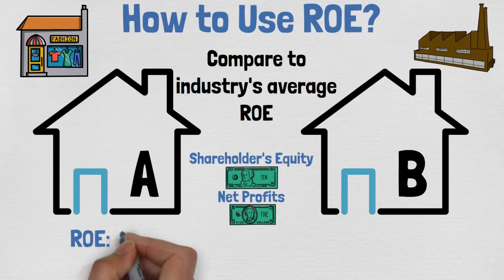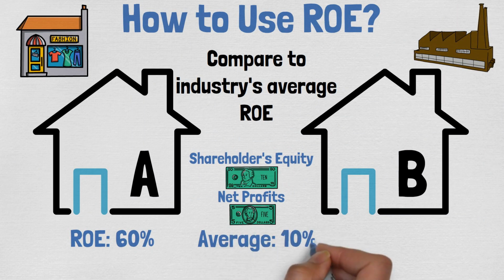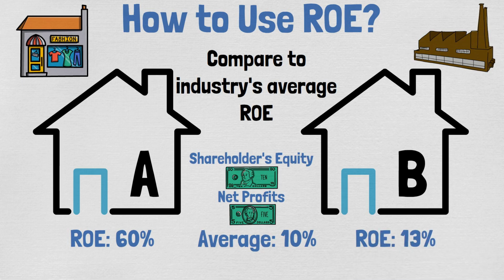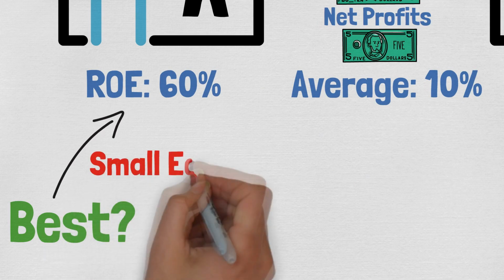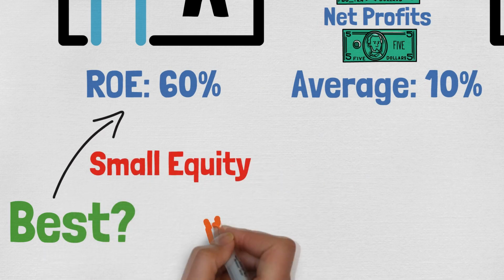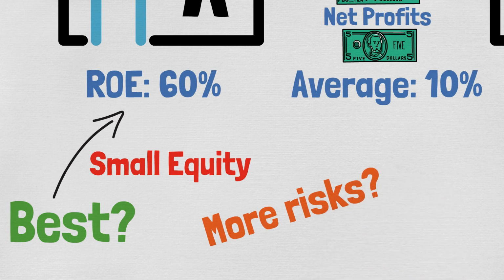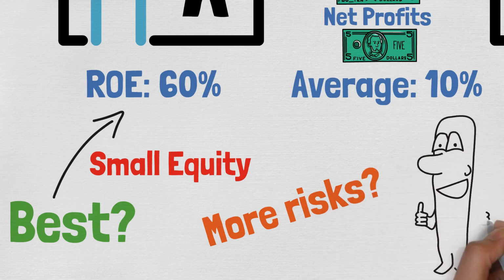However, a high return on equity does not automatically mean that the investment is better than an ROE just above the average. It could just mean that the company has a very small equity compared to the net income. Small equity could mean more risk, for example when there is a crisis. As always, make sure to use all the available information and ratios before making investment decisions.